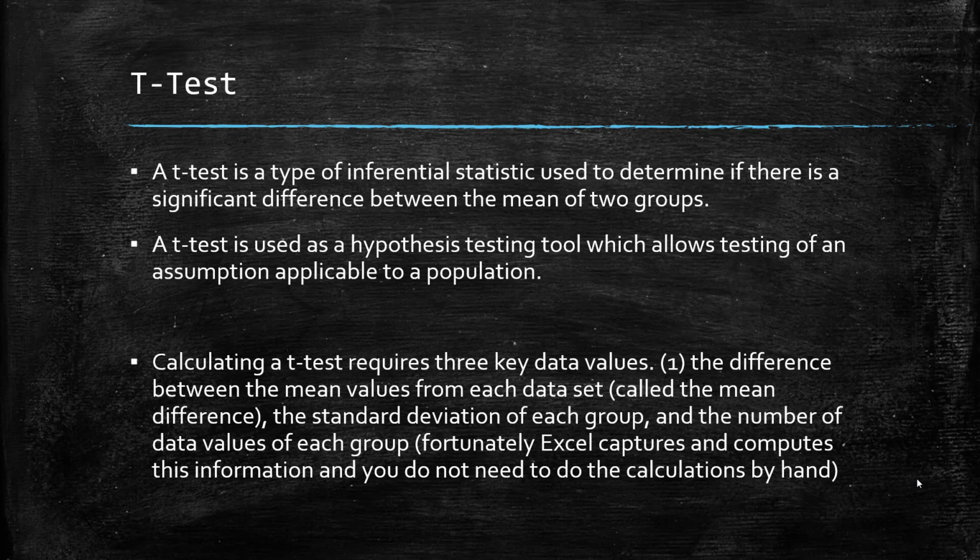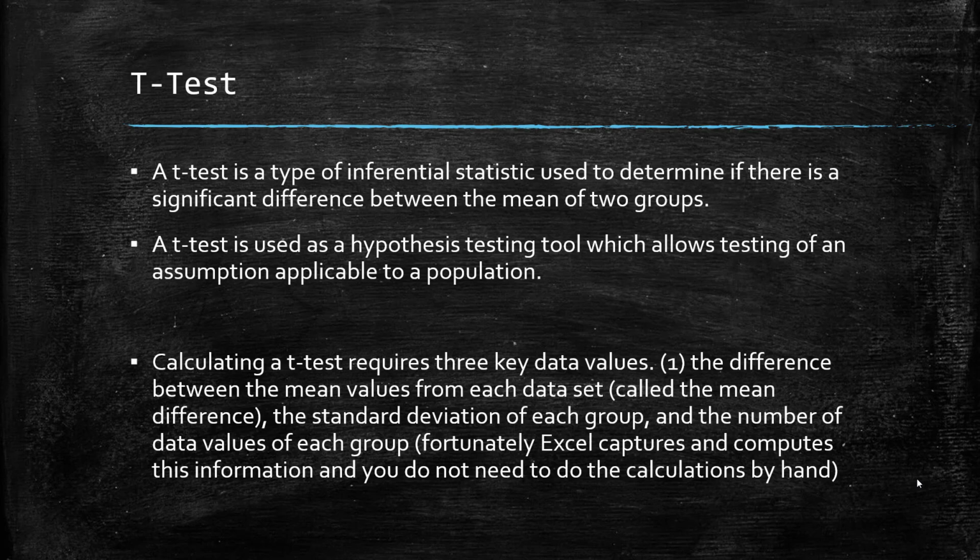A t-test is used as a hypothesis testing tool which allows testing of an assumption applicable to a population. So again, we're testing a hypothesis, so we'll have to have a hypothesis about the data or the relationship that we're testing. Like we said, maybe we did a literature review, we looked at the research. Girls in first grade tend to have a higher level of bullying awareness, so we're going to hypothesize that in our classrooms, the girls have a higher level of bullying awareness.